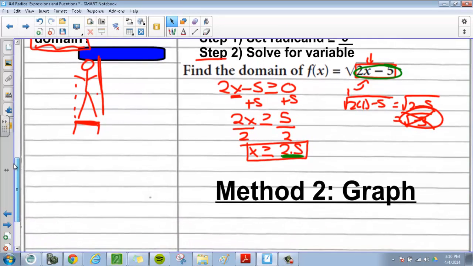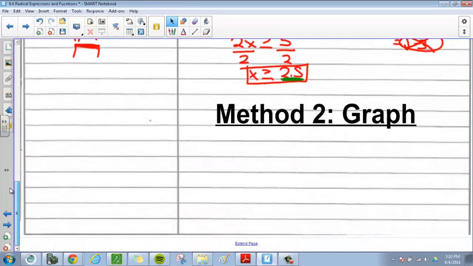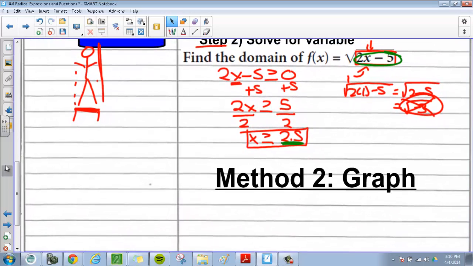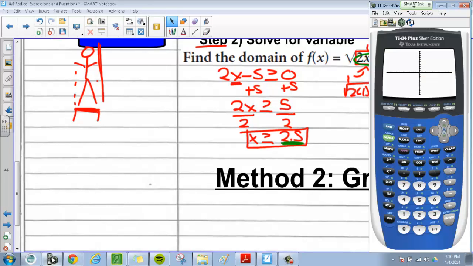The next thing you could do, instead of doing it algebraically, is graph it. So let's take this function and graph it. I'll bring up my graphing calculator, and we're going to graph the square root of 2x minus 5. So let's start by putting it in my y equals. We'll take y equals square root of 2x minus 5. Close that off, graph it, and there is our function. You see it right here. See it right there? That's the function.